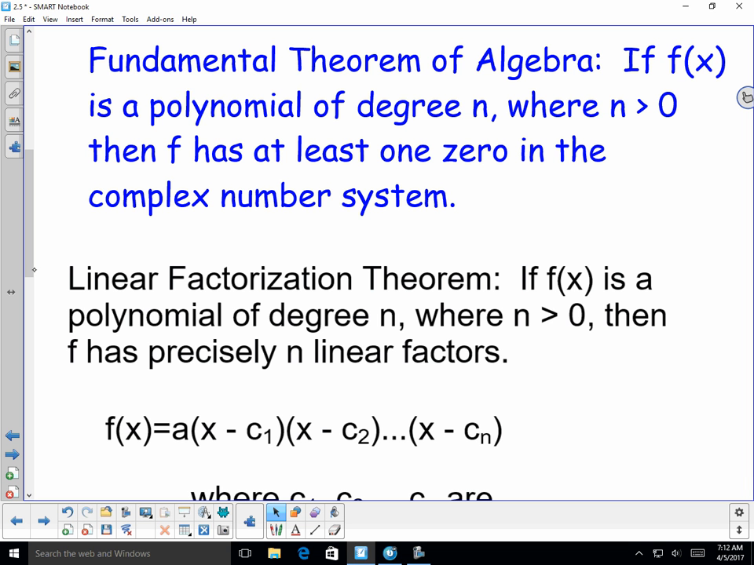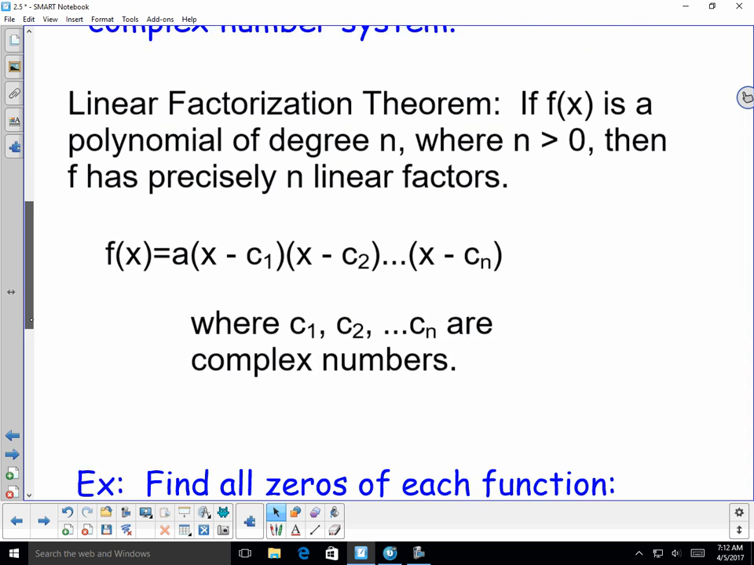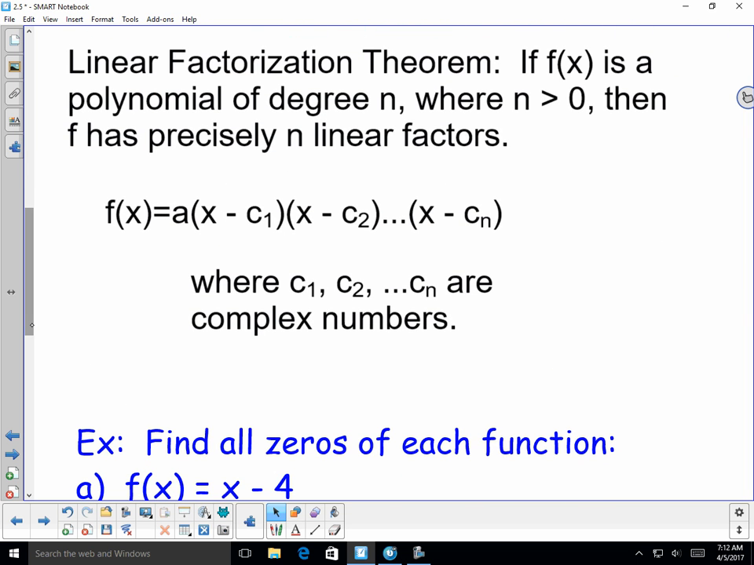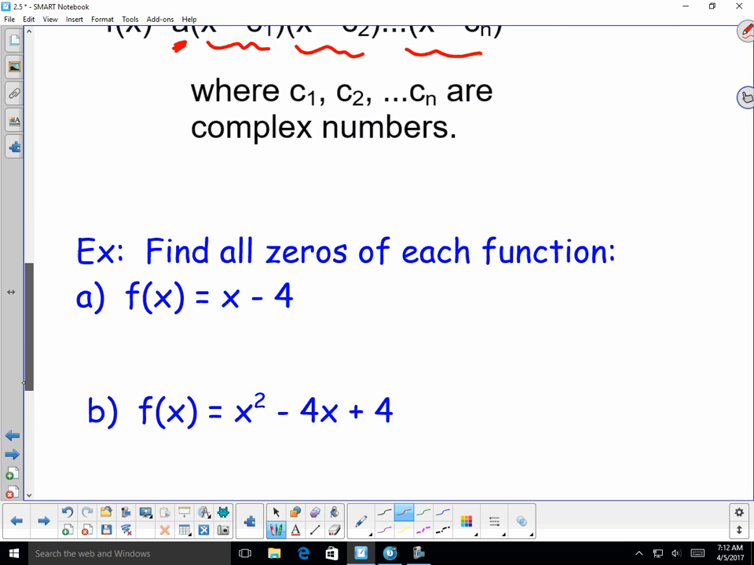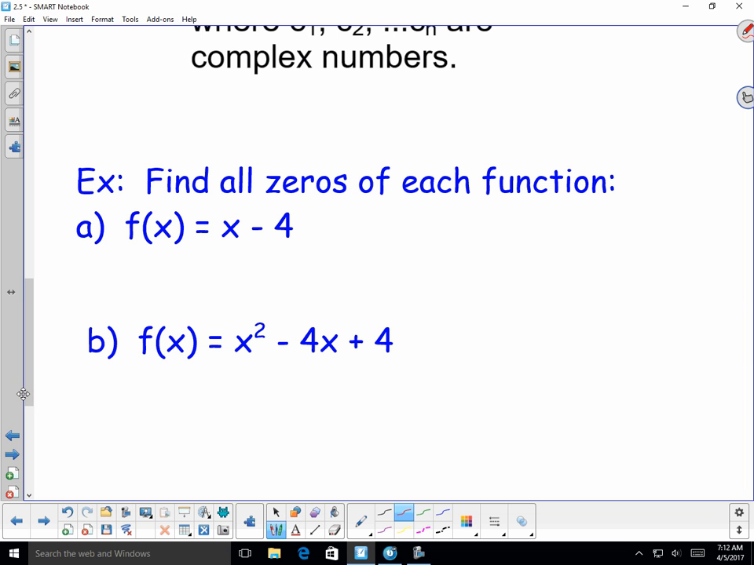So that corresponds to n linear factors. Okay, so we could write a polynomial function as some constant a, times n of these factors, x minus c sub 1, x minus c sub 2, and so on, where those c's are each complex numbers. All right, let's take a look at some examples of finding these zeros.